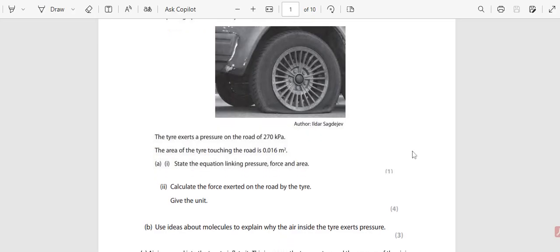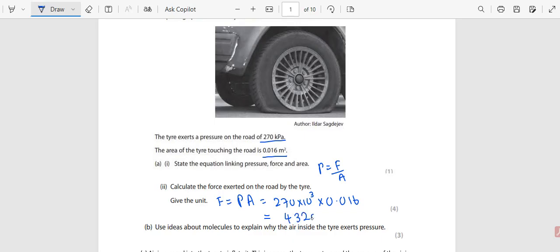Right. The tire excess pressure on the ground 270 kilopascals. The area of the tire is 0.016. State the equation linking pressure, force, and area. That is, pressure equals force by area. Calculate the force exerted on the road by the tire. So then we know force is equal to pressure into area, right? So then pressure is 270 kilopascals. Better convert it into pascals by multiplying with 1000, times 0.016. Did you convert it into pascals by multiplying by 1000? Okay. So 4320 newtons, right?